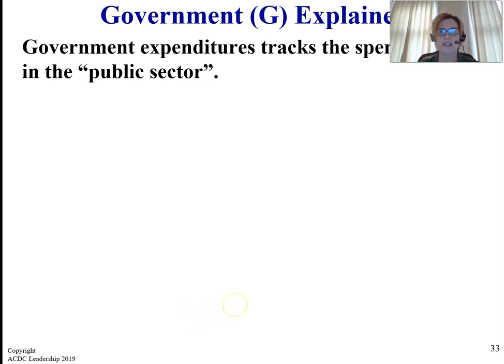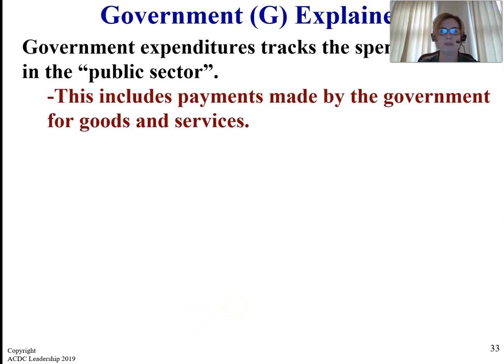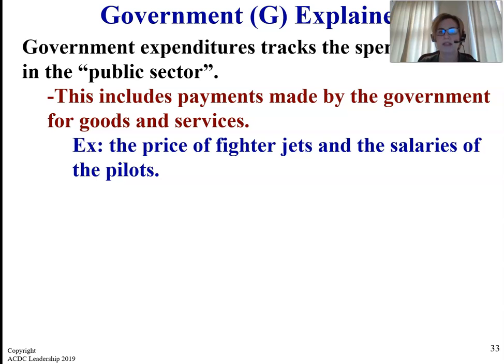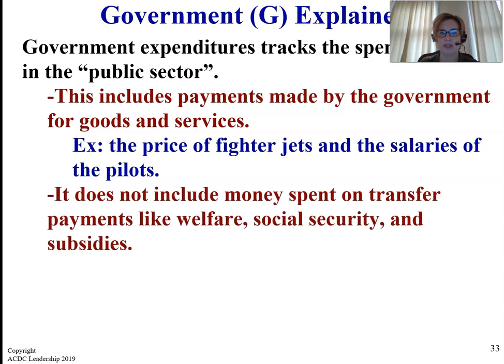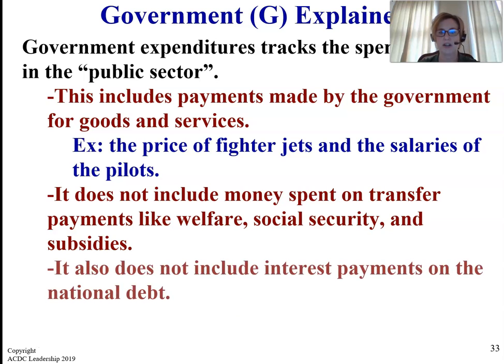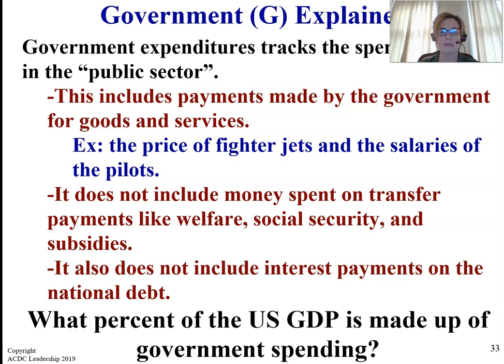Government expenditures tracks the spending made in the public sector. So this includes payments made by the government for goods and services, the price of fighter jets, and the salaries of those pilots. It does not include money spent on transfer payments for welfare programs or for Social Security or subsidies. It also does not include interest payments on the national debt. What percent of the U.S. GDP is made up of government spending?